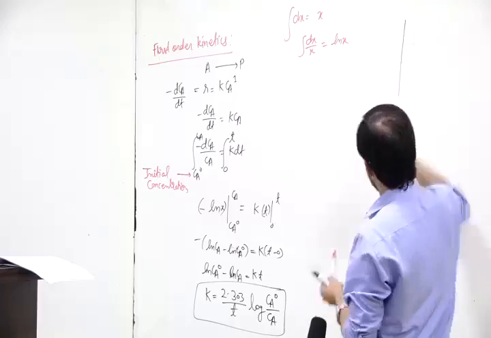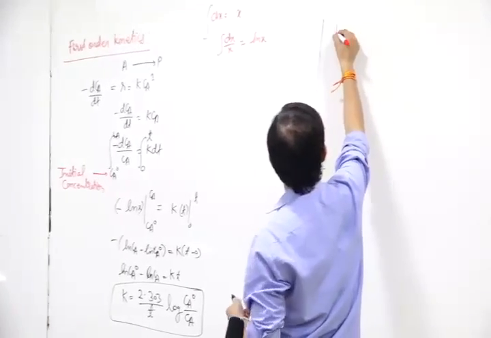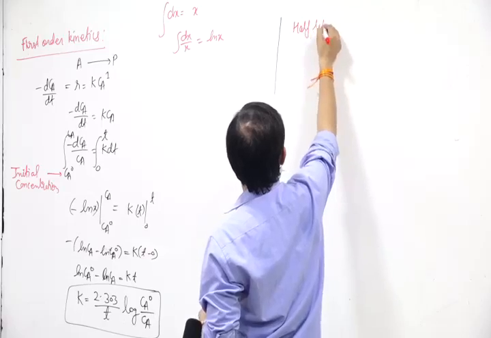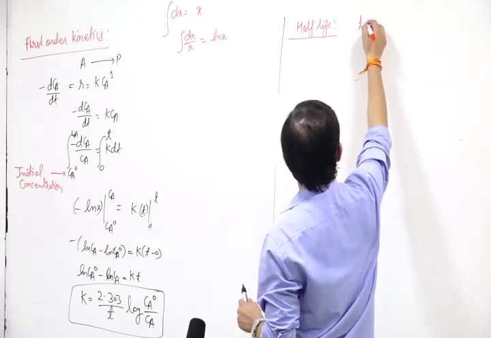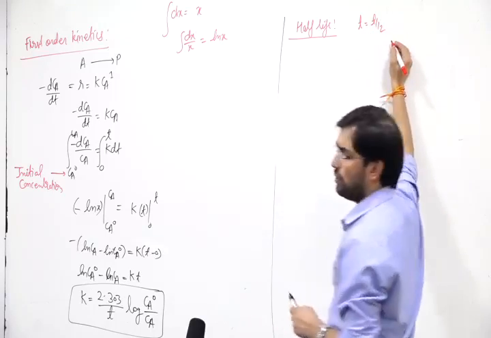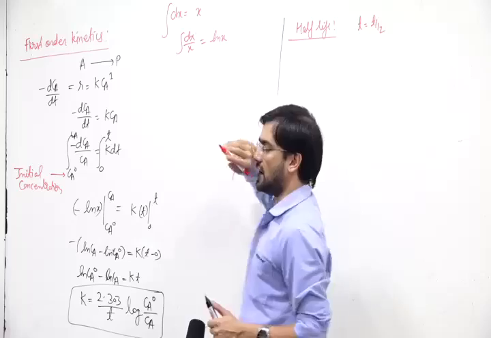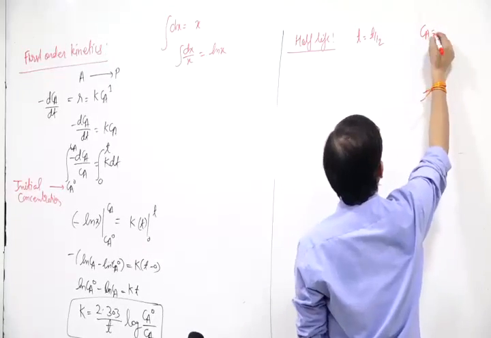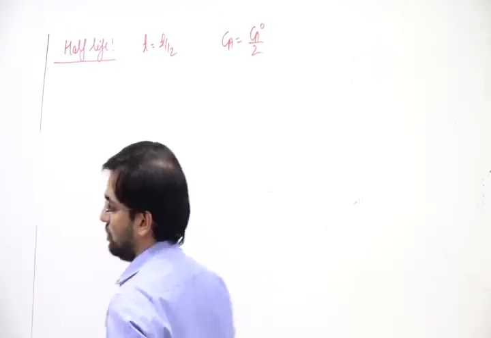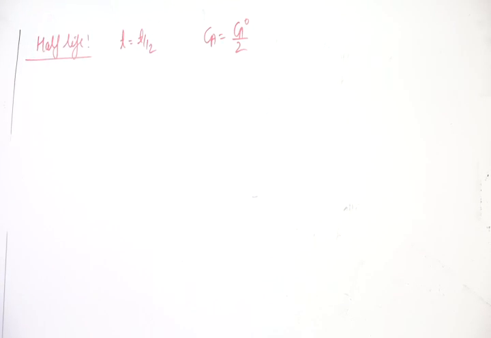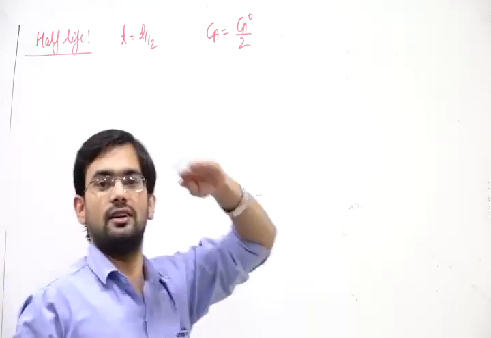Done. Now this is K. Then there is one more concept called half-life. Half-life is when t equals t1 by 2. t1 by 2 means half-life, half-time. Then Ca equals Ca naught by 2. This means half of the reactant has reacted, or half of the reactant is remaining.